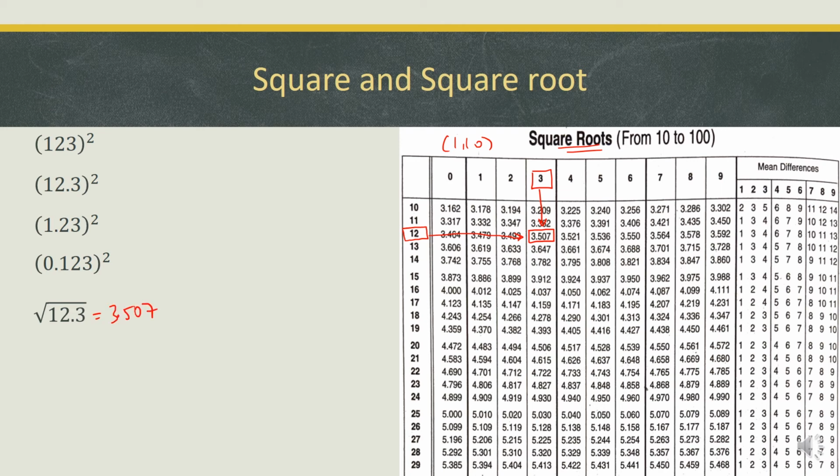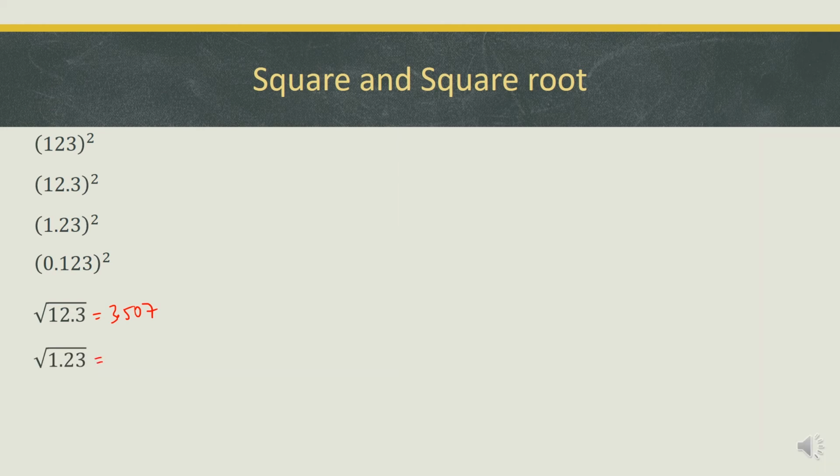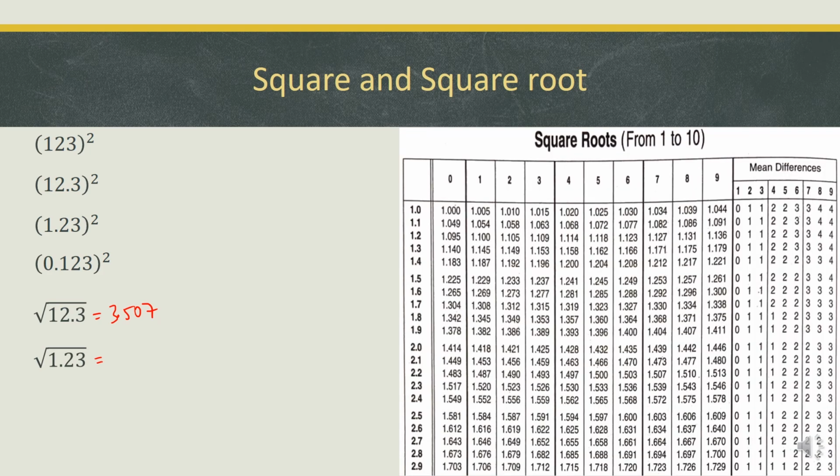Now let us go ahead with the next example. Now this example is having the decimal after the first digit, and the value is between 1 and 10. So we'll refer to the other table, which is square roots for numbers 1 to 10. Over here we will be referring for 1.23 because the number is 1.23. So we got the answer as 1.109. I hope you all got this. Let us take one more example.